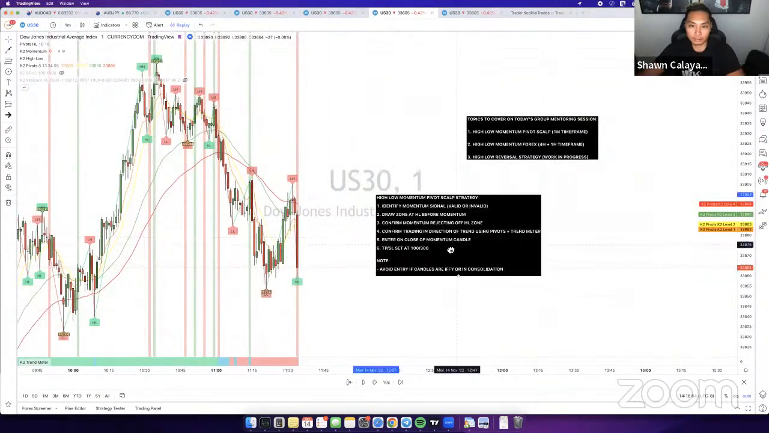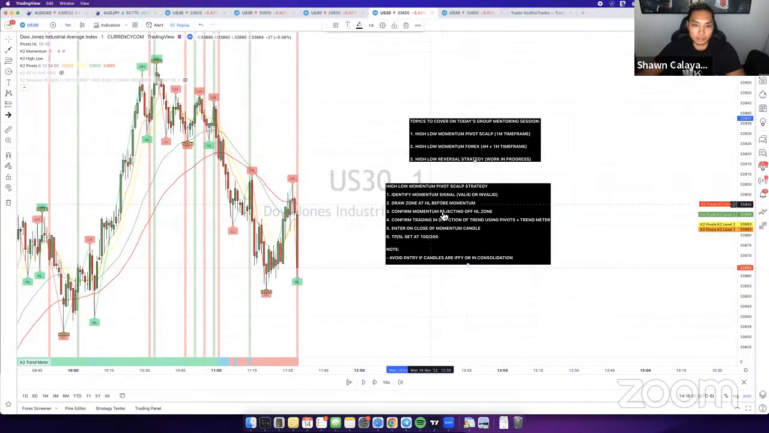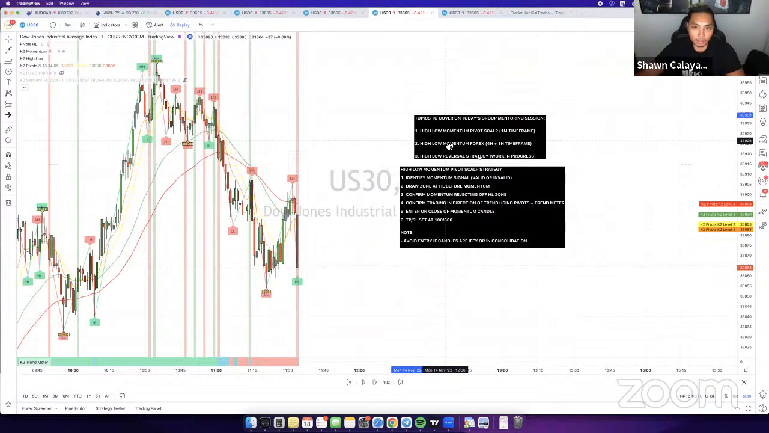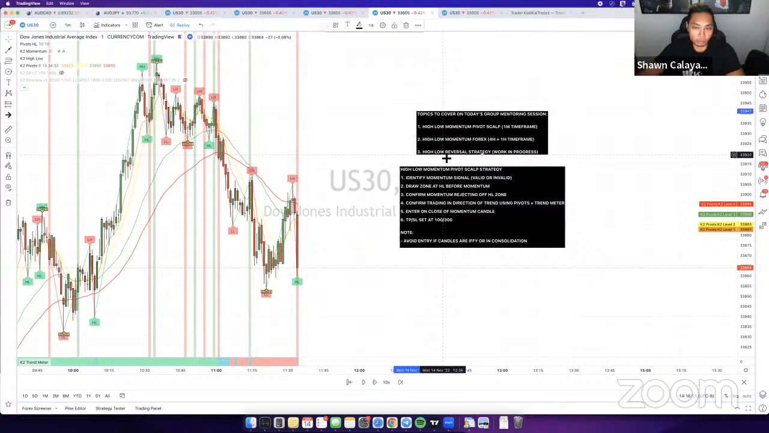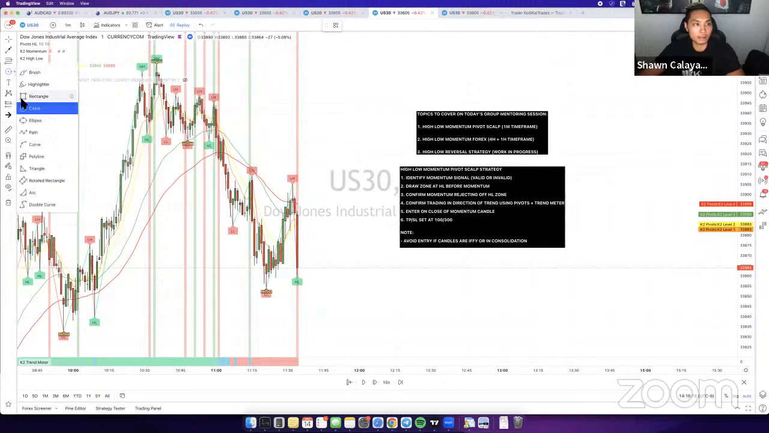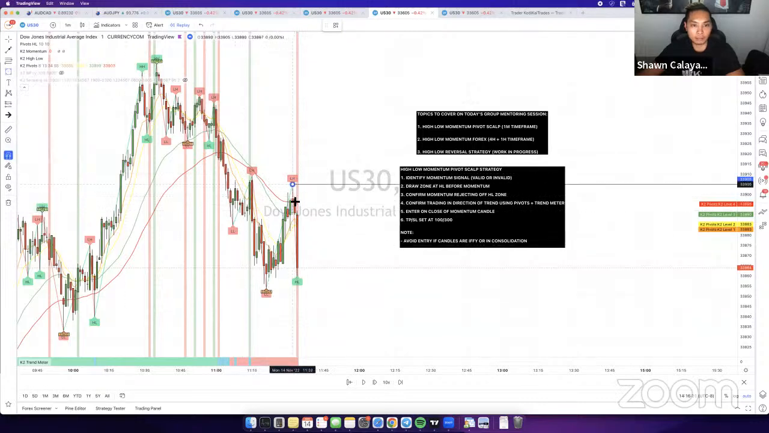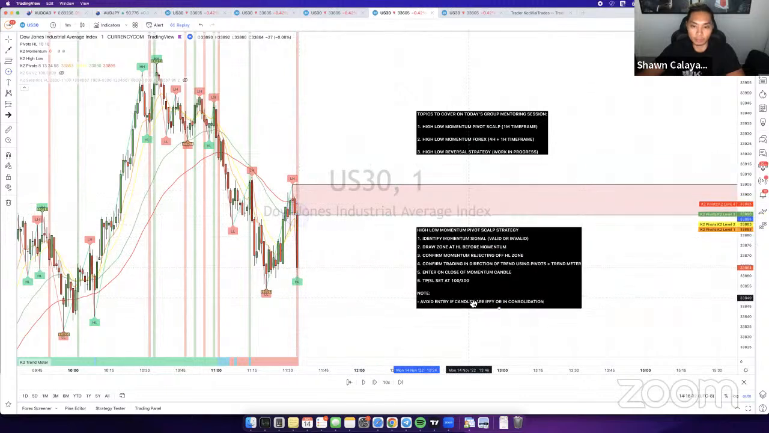Replay at this candle again. Same thing, and you guys can see the repetition here, right? You're not really doing anything different. You're just confirming that the requirements are met. Once they're met, you can pretty much enter the trade. So again, right here, identify momentum signal. You have a sell signal right here. Draw a zone at the previous high-low. The third requirement, confirm momentum is rejecting off the high-low zone. We have this momentum signal right here pushing away from the zone, which fits requirement number 3.